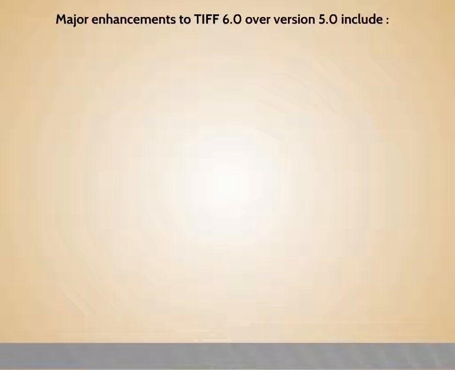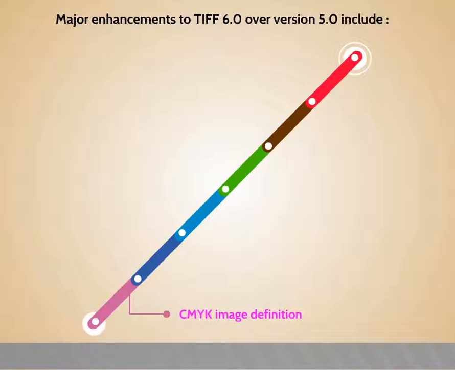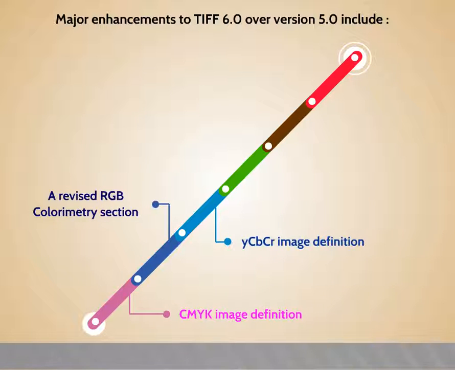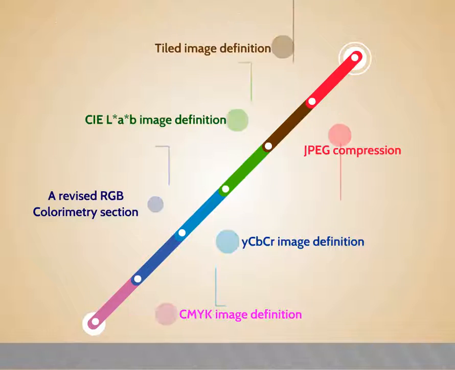Major enhancements to TIFF 6.0 over version 5.0 include: CMYK image definition, a revised RGB colorimetry section, YCbCr image definition, CIE L*a*b* image definition, tiled image definition, and JPEG compression.